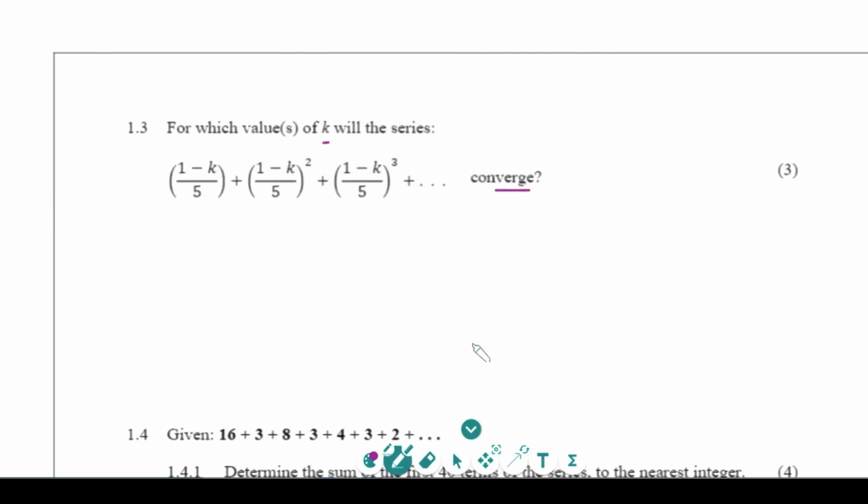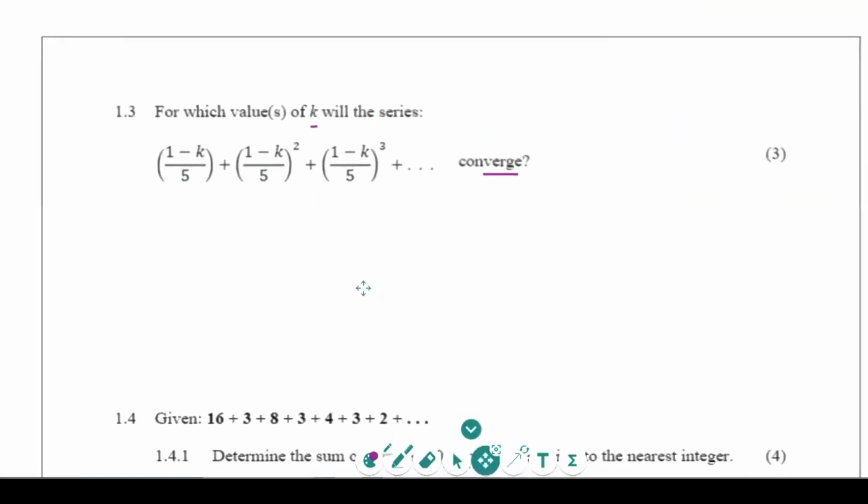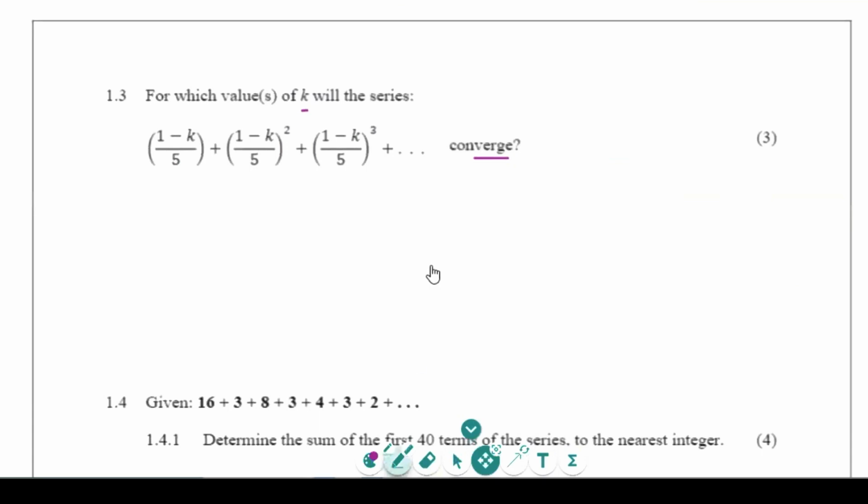So before we can answer the question, we need to know that for any series or any sequence to converge, there is a condition that must be fulfilled. And that condition is that -1 is less than the common ratio and is less than +1. So in any case, we need to determine what our common ratio is. And for us to get the common ratio, we can get the T2 divided by the T1.